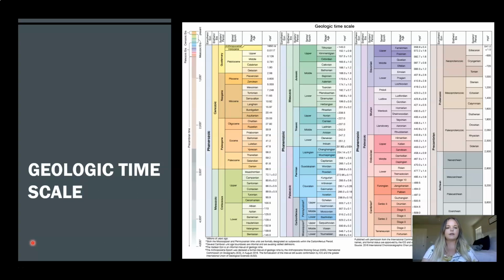So right now we are in the Quaternary period of time, and the timescale is broken up into eons, eras, periods, epochs, and ages. And like I said, those are all dependent on extinction events, evolution events, and different things that they've seen in the rock and fossil record.